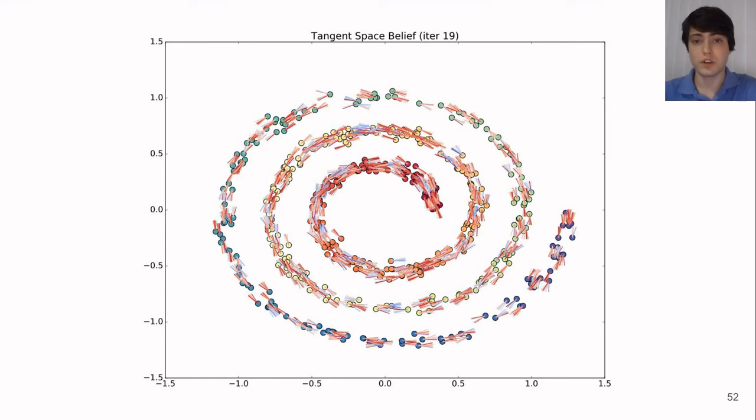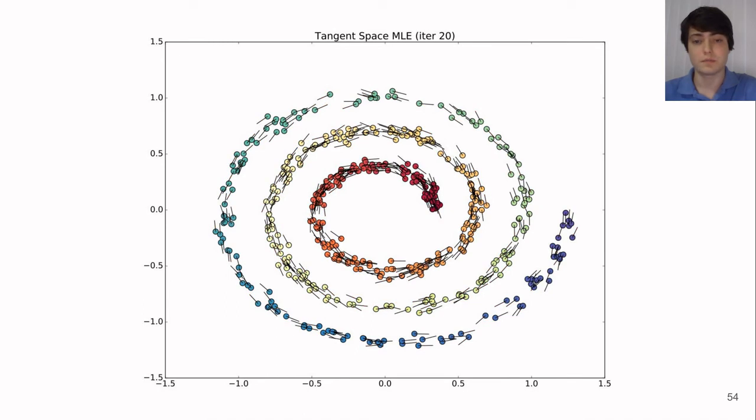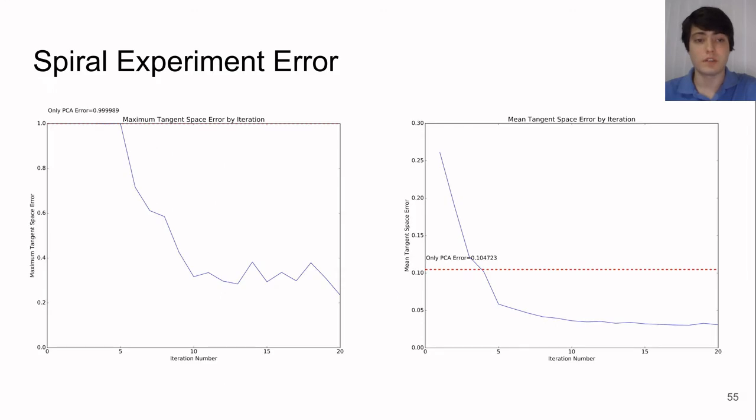Eventually, we achieve convergence, and then select the maximum likelihood estimate of each marginal distribution, and treat that as our final tangent space estimate. We can also numerically measure the error of our belief propagation algorithm by iteration. After just a few iterations, the maximum and mean error quickly improve beyond that of principal components analysis.